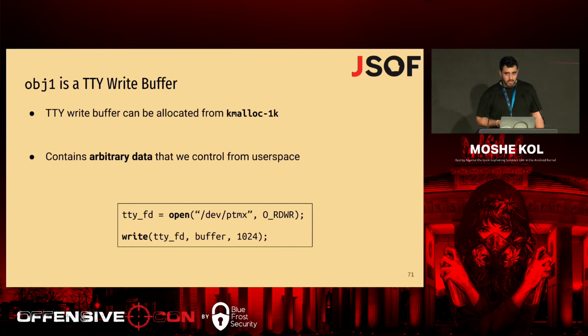For the first object, I chose the TTY write buffer, which is very convenient because we can control its data from user space. So we can ensure that it has just a DWORD with all zeros but the least significant byte. Also it is allocated from kmalloc-1k and we control its lifetime. To allocate this object, we call open on /dev/ptmx and then write to the resulting FD the buffer that we control, of size 1 kilobyte.